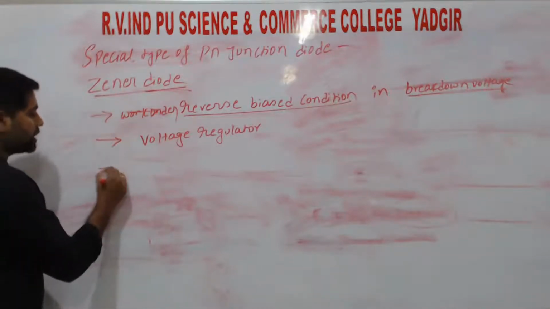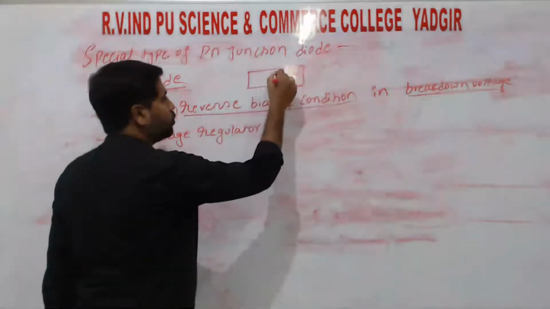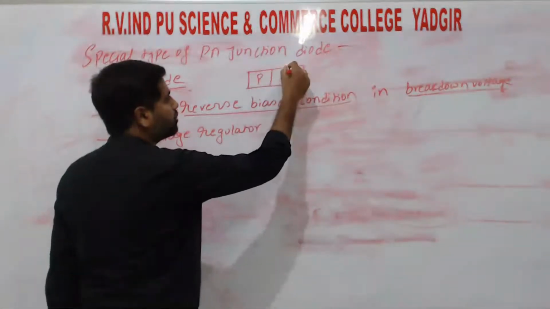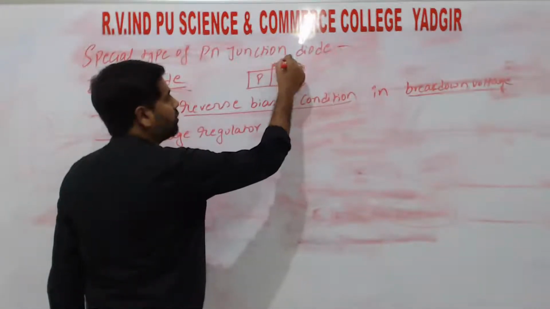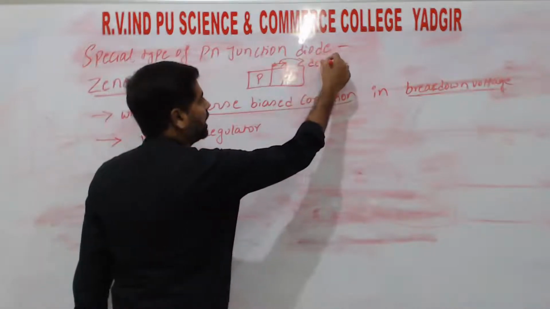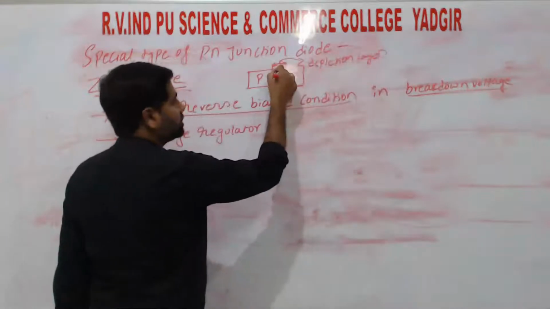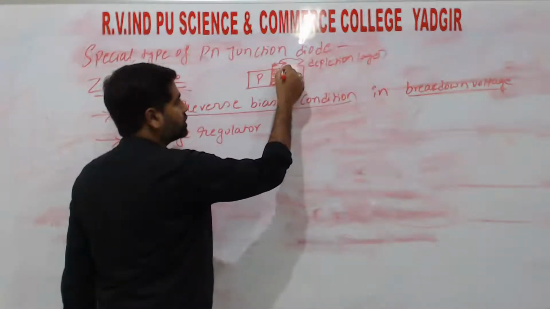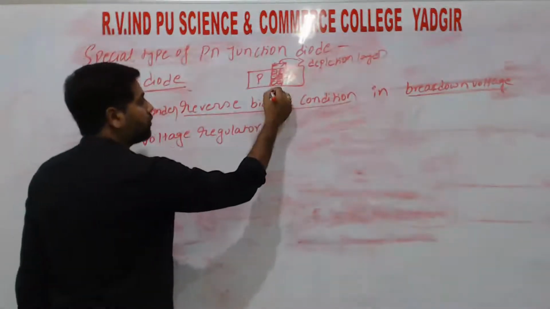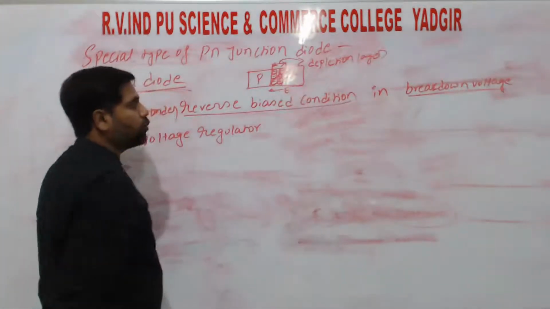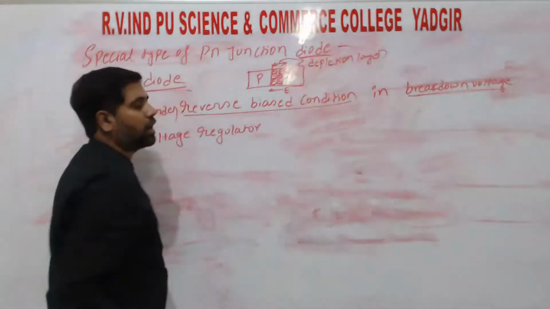So how is the Zener diode constructed? As we know, the diode is made up of two regions, that is P-type and N-type. In between the PN junction we have the depletion layer, right? This depletion layer consists of negative charges and positive charges. There is an electric field in between, from positive charge to negative charge. So this is all about the diode, right?